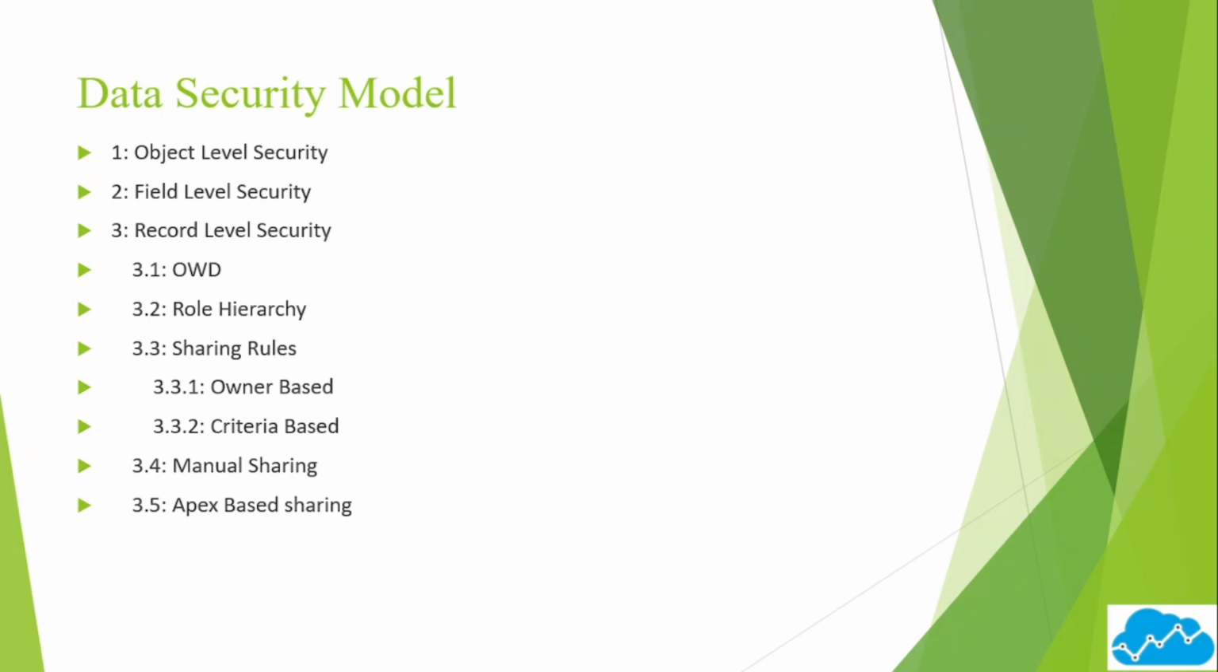Record level security is further categorized. First we see organization wide default, OWD. OWD determines which type of access is there on that particular object. There are several types of access. The common access types are public read only, public read write and private access. We commonly use only these, and some more access types are there for particular scenarios.